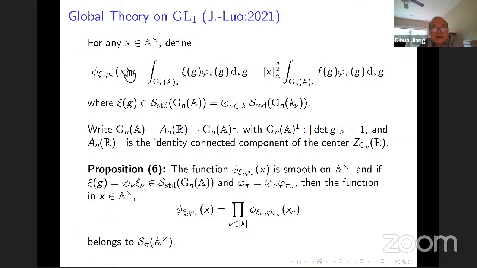So in other words, for the same symbol you have two definitions. One is to take the Euler product, the restricted tensor product, and the other is a global definition. And we show that the global definition and the local definition are the same. So by the restricted tensor product, this function is there.